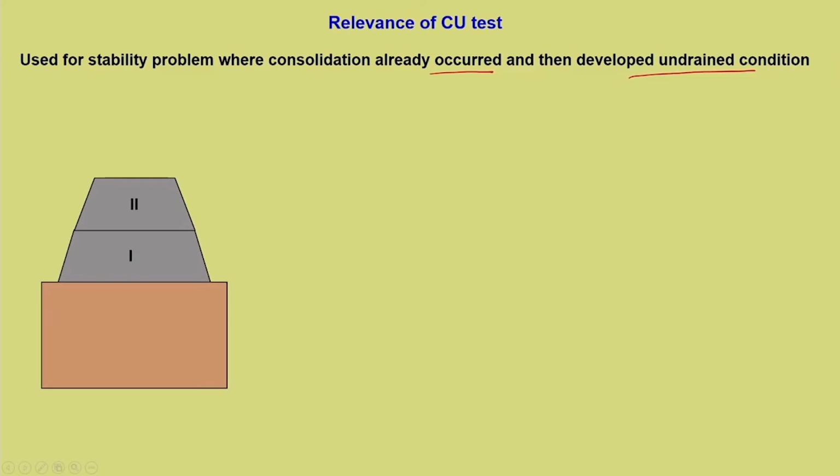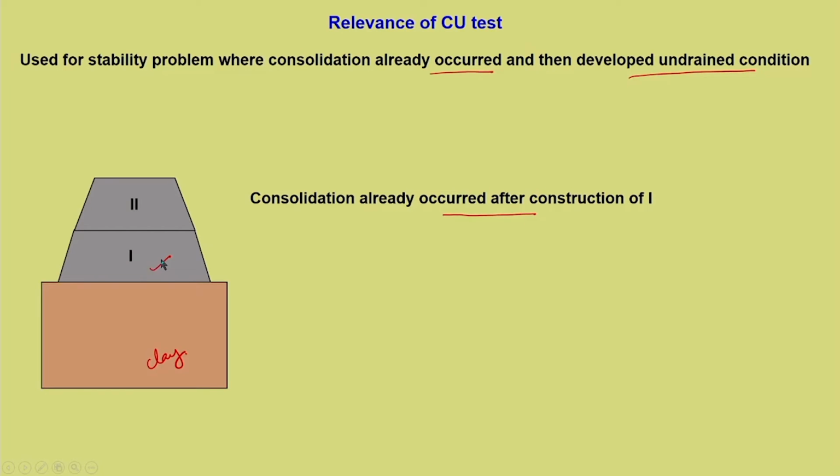Now, what is the relevance of CU test? It is used for stability problems where consolidation has already occurred and further loading develops an undrained condition. For example, this is a typical case of an embankment construction. Let us say this is a clay, and consolidation already occurred when you constructed this particular one. So, it is a kind of staged construction.